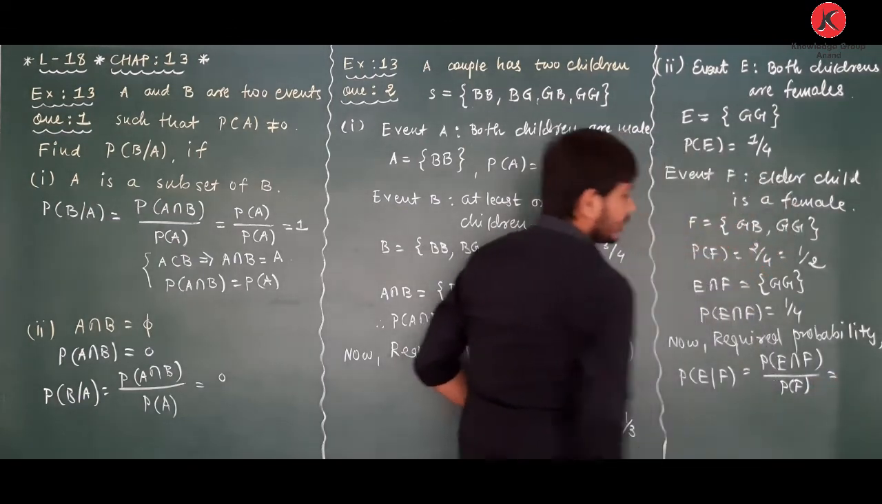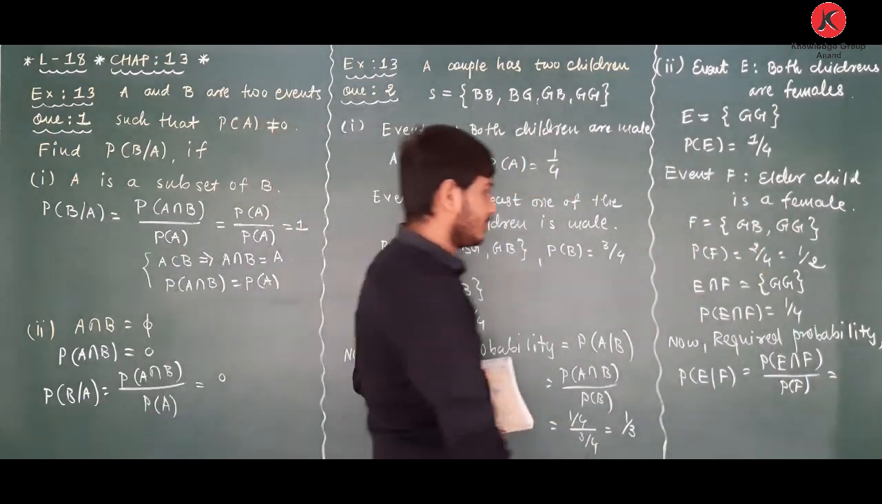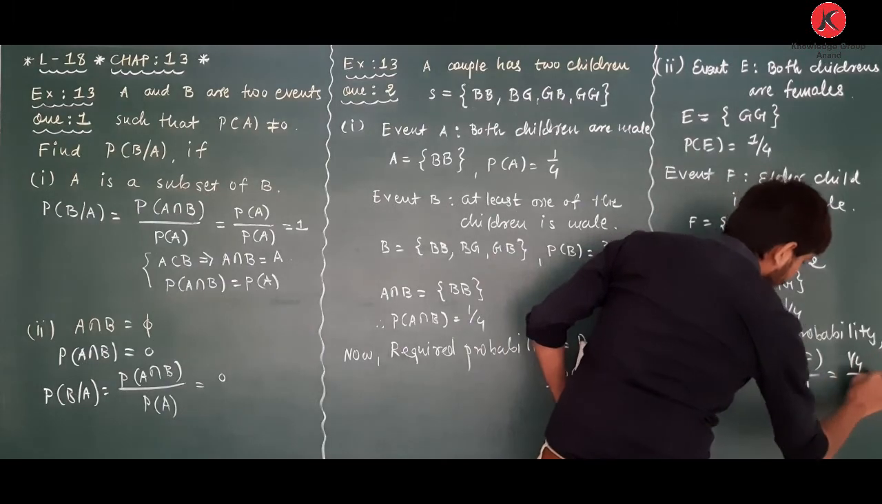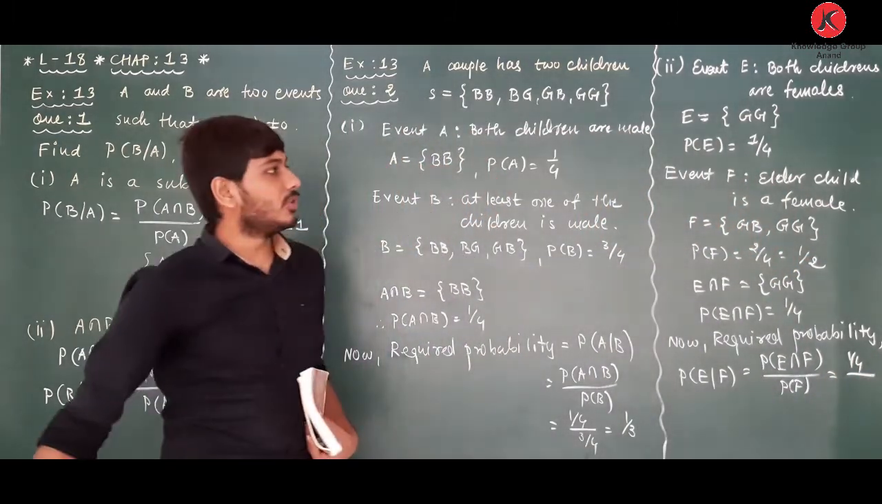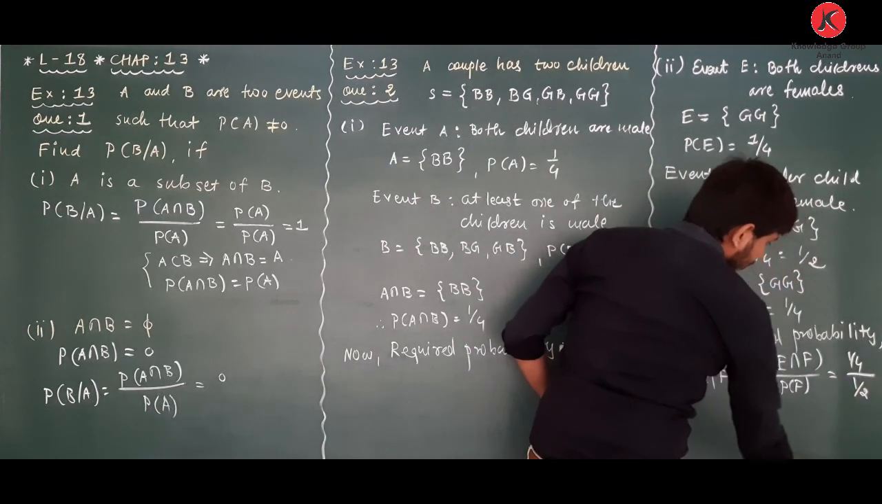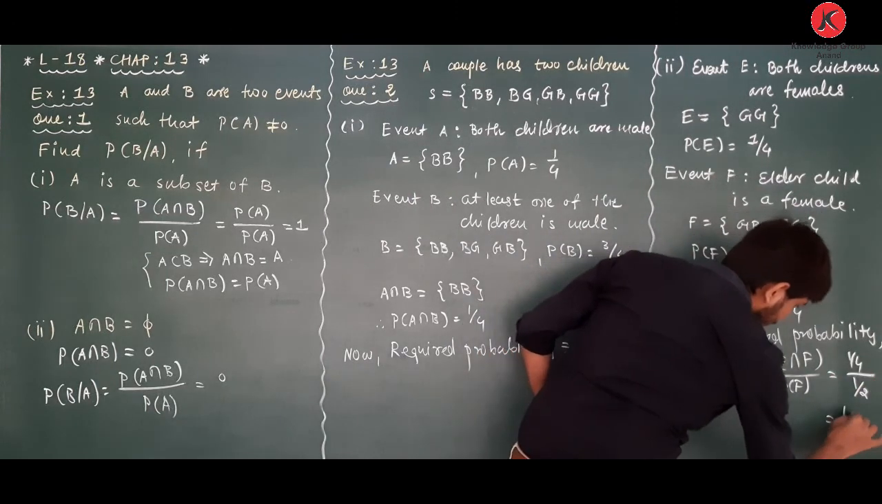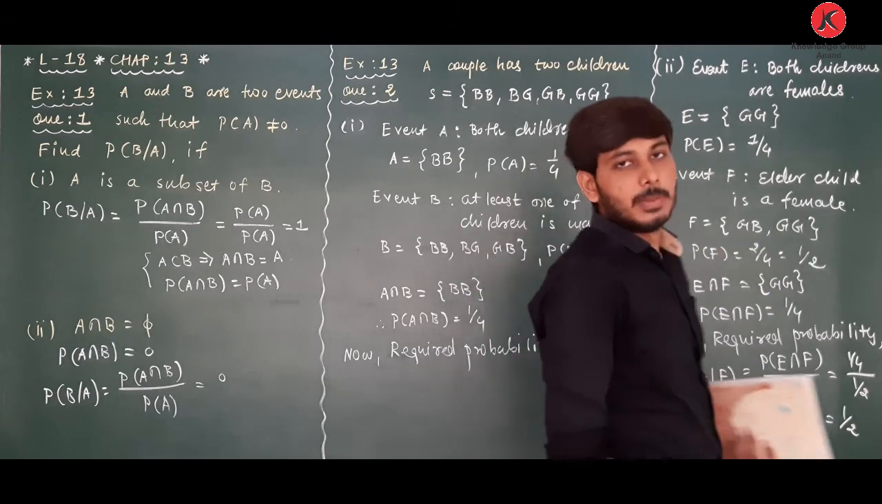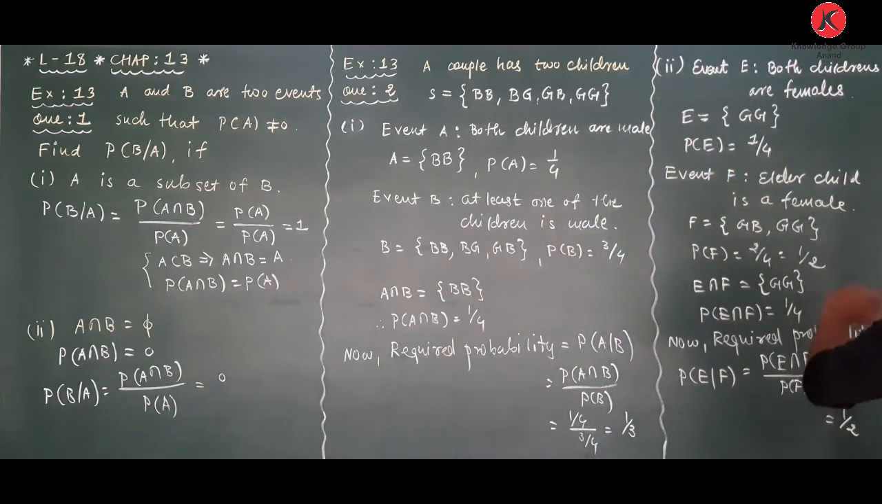Put the values here. Probability of E intersection F is 1 by 4 divided by probability of F, which is 1 by 2. The 2 goes up and the 4 comes down. The final answer is 1 by 2. The required probability is 1 by 2.